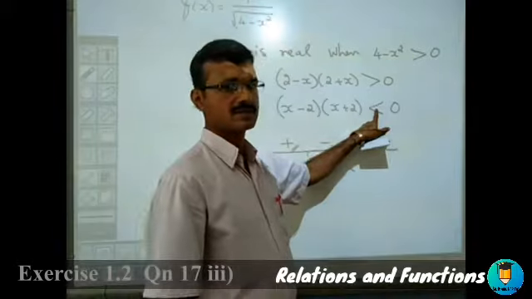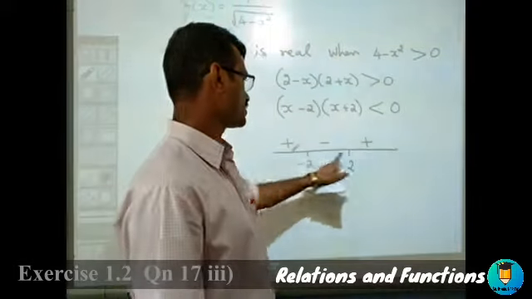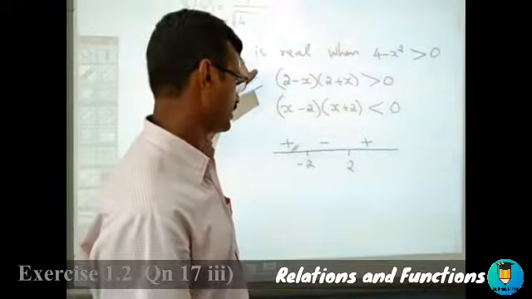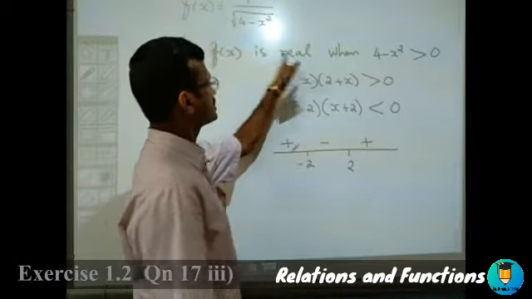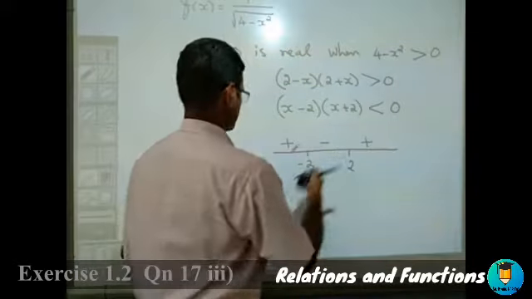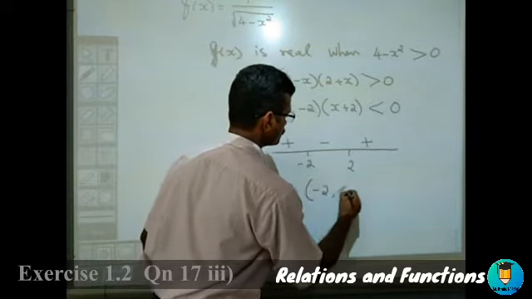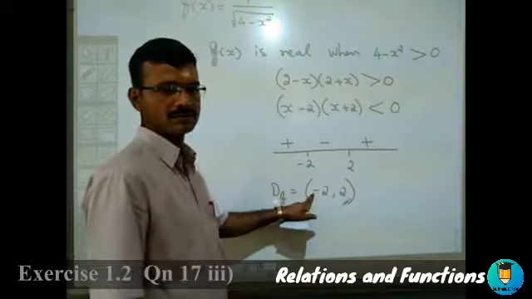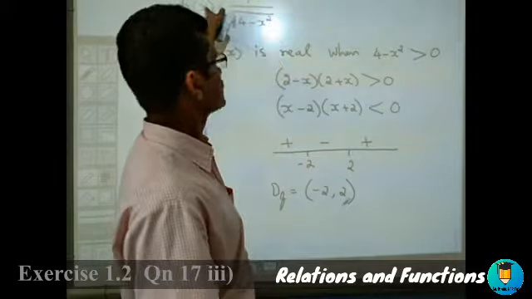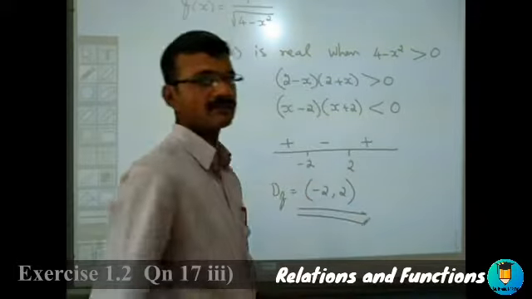Now here it is less than, that is, the negative region is from minus 2 to plus 2. So when x is from minus 2 to plus 2, f(x) is real. Therefore the domain of the function we can write as minus 2 to plus 2, open interval. Any number from minus 2 to plus 2 if you put here, f(x) will be defined. So this is the domain of this function.